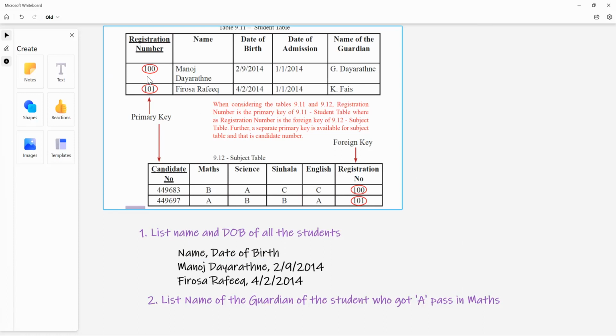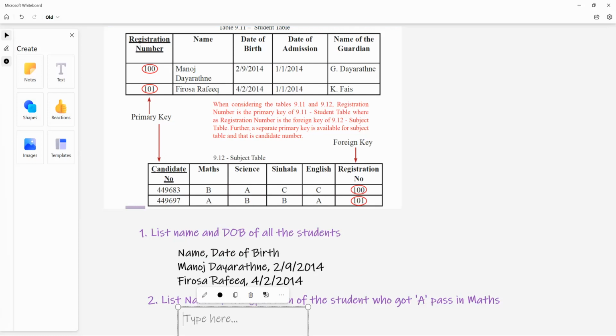So look at the registration numbers. 100 here, but the maths is B, no. Then 101, 101, you connect this. Maths A, but what we need is the name of the guardian. So K, fairs, I don't know how. Pies maybe, yeah. So the answer is yes, we can say K Pies.